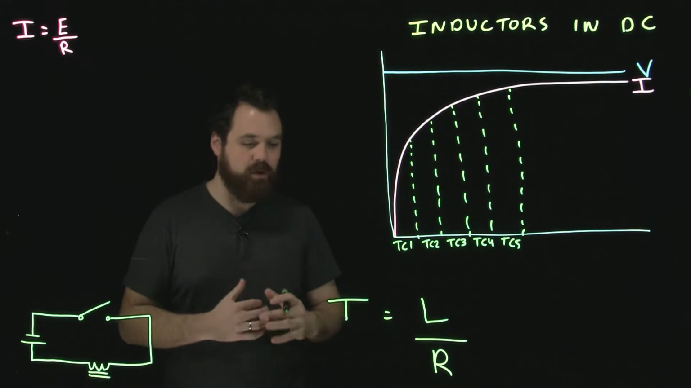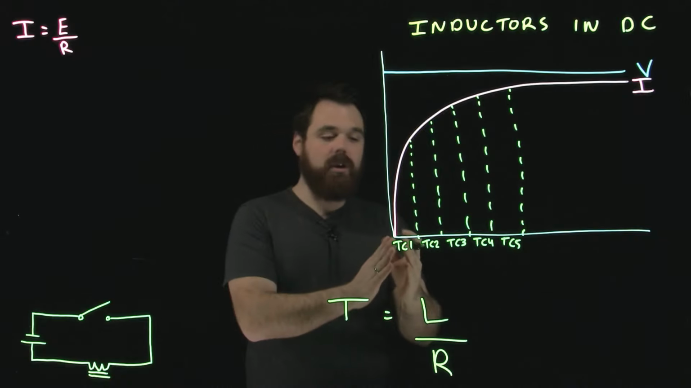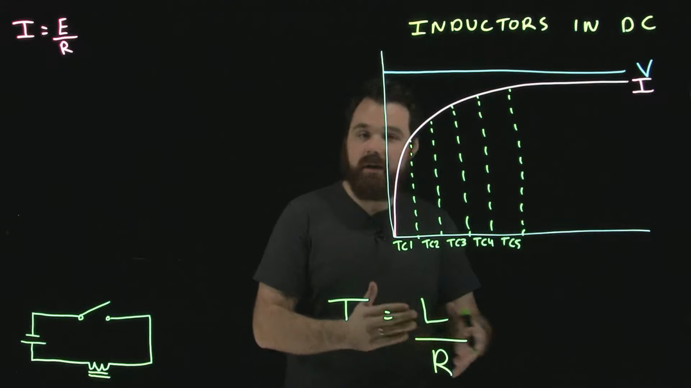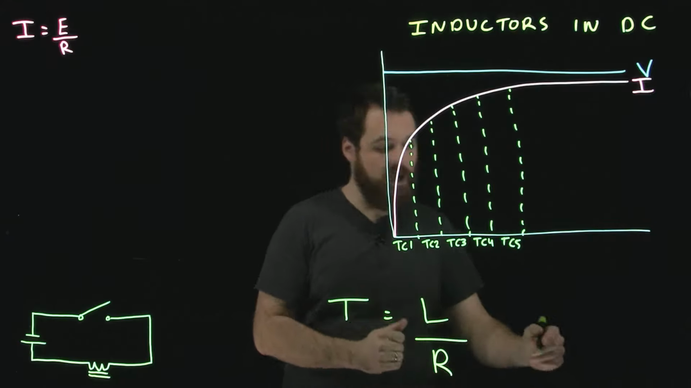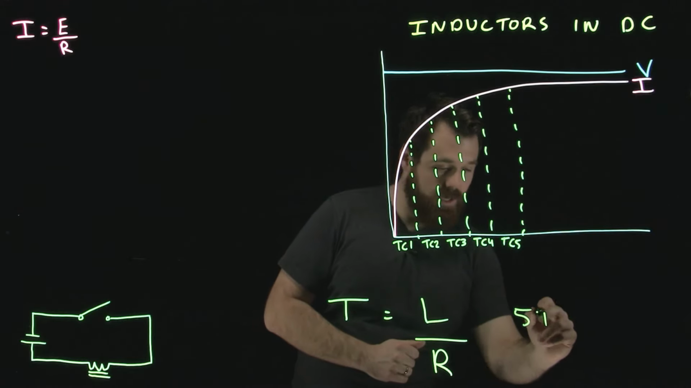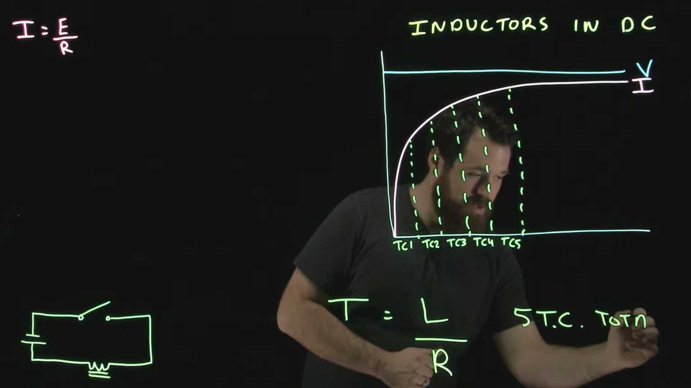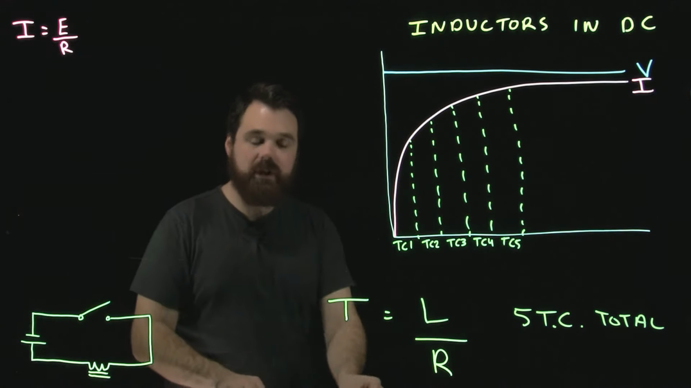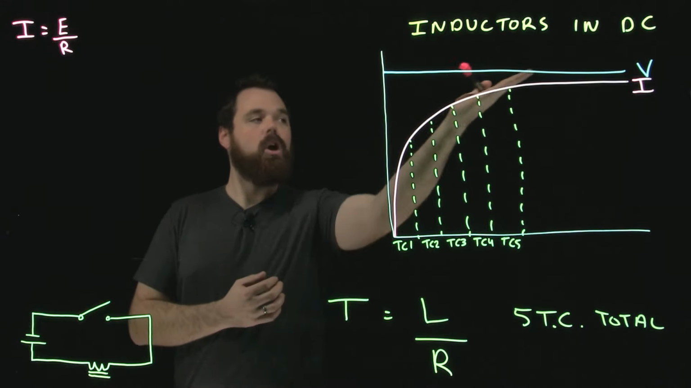It's important. Just keep in mind this is the time of one time constant. If we were looking for 3 time constants or 5 time constants, we could take T equals L over R and then times 5 to get the total time. So 5 time constants total.